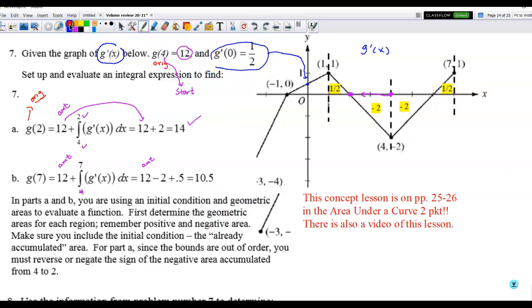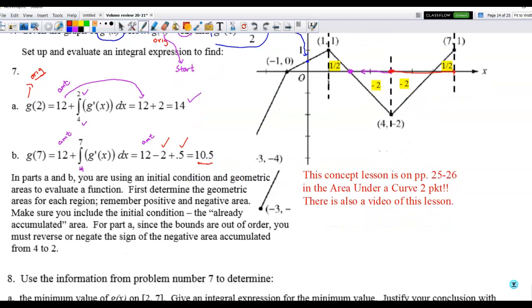All right, so I'm going to change colors because we're starting at 4, which is right here, and we're going to 7, which is right here. So the area accumulated from 4 to 6, as you can see, I've already done my triangle areas. That's -2, and we're going in the proper order. So we're going to subtract that, so that's the -2. And then we're going to accumulate from 6 to 7. That area is above the x-axis, so I'm going to accumulate it by adding. And I get g of 7 to be 10.5.